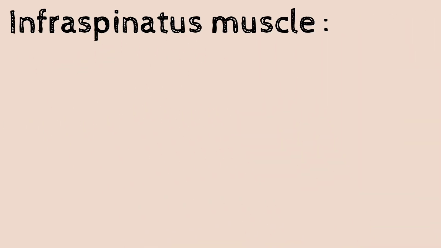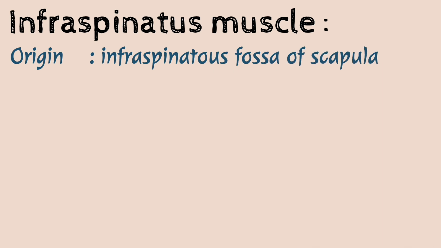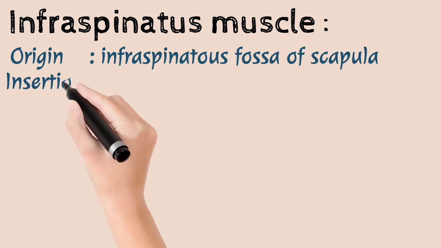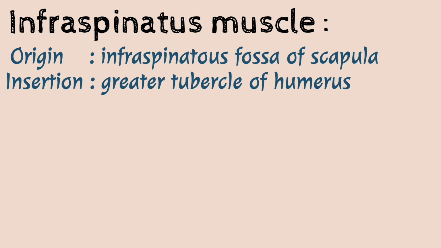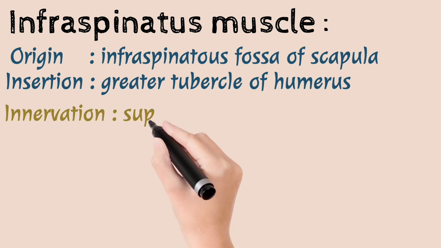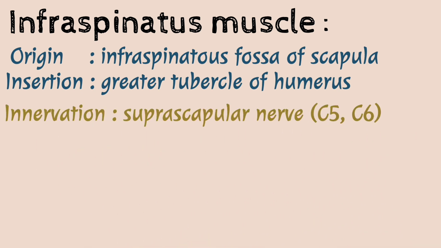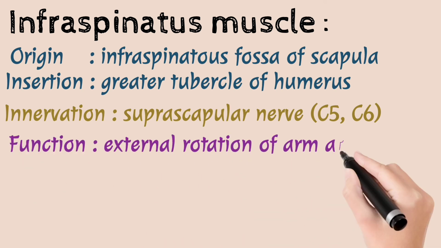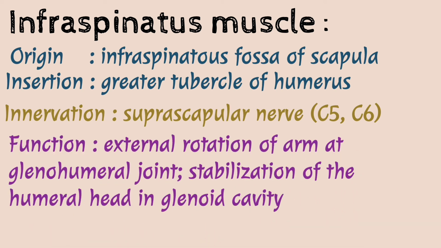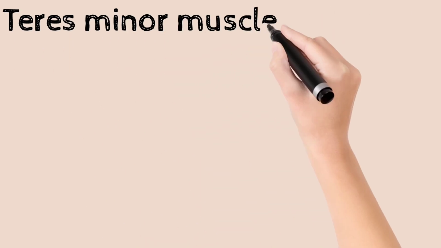Second, infraspinatus muscle. Its origin is from infraspinatus fossa of scapula. It inserts into the same greater tubercle of humerus. Its innervation is by the same suprascapular nerve. Its function is external rotation of arm at glenohumeral joint and stabilization of the humeral head in glenoid cavity. As we know, every muscle in rotator cuff helps in stabilization of humeral head.